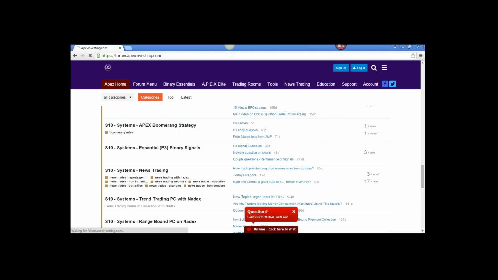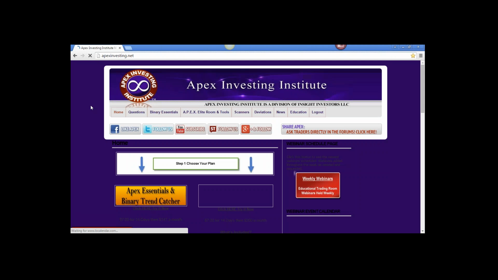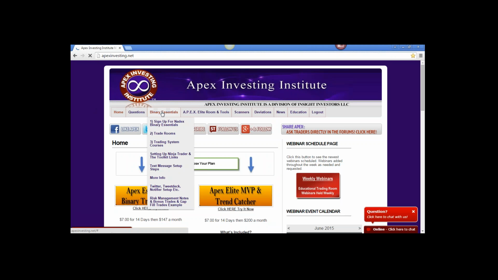Real quick, when we go back to our home page here, there are two other sections you want to pay attention to. Right here under Binary Essentials, if you're a Nadex trader, this is where you want to be. Under this tab I'll talk to you about some of our different options. Right here, step number 3, step-by-step training courses. I'm going to reference this again at the end of the webinar because, like I said, we're going to quickly touch base on a few of these strategies and systems.